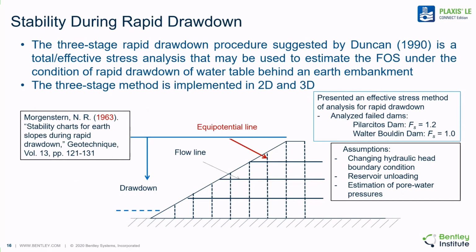The software also implements the 3-stage rapid drawdown procedure as suggested by Duncan in 2005 to estimate the factor of safety under the condition of rapid drawdown of a water table in an earth slope. The 3-stage method is available in the software and has been implemented for both 2D and 3D analysis.